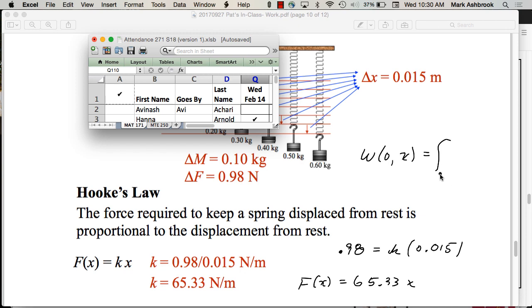Integral. Uh-huh. Because the force required to hold it is going to be the same as what? The rate of change of work, right? That's what we said. The force is the rate of change of work. So that force is our rate of change of work. So we got it.